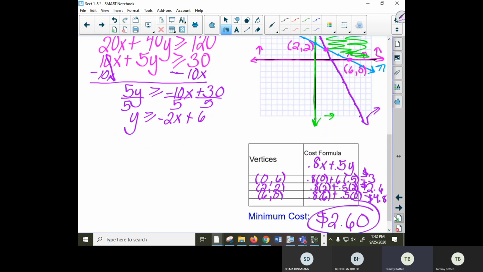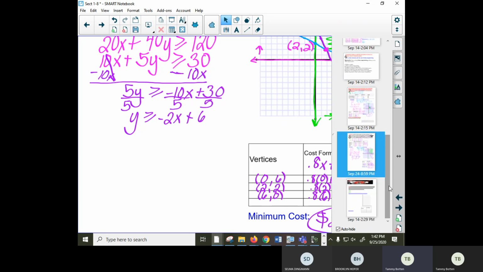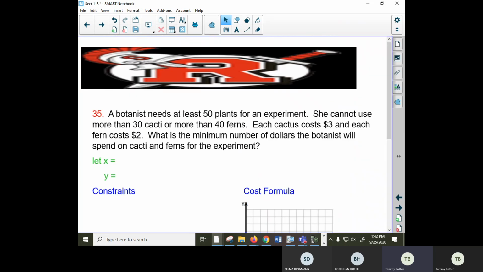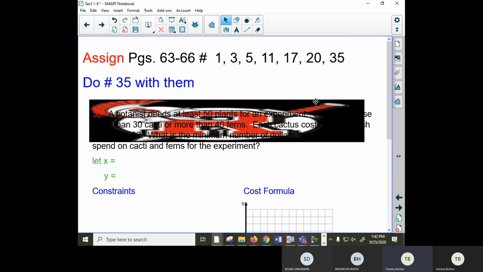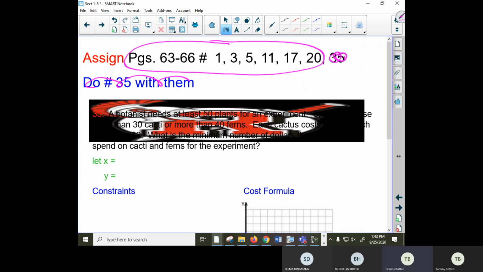Now, I don't think you guys are going to be heartbroken about this, but I didn't really like any of the word problems that were in the book because none of them had good intersecting points. So I was going to do this last one with you, but I'm not going to make you do this problem. And here's what we're going to do. You are going to do these 5 problems.